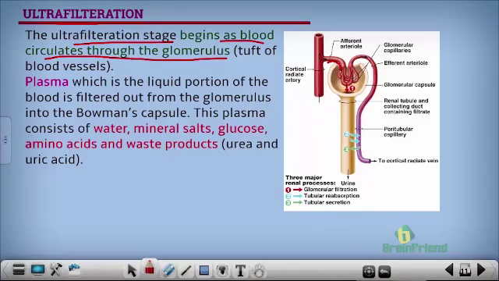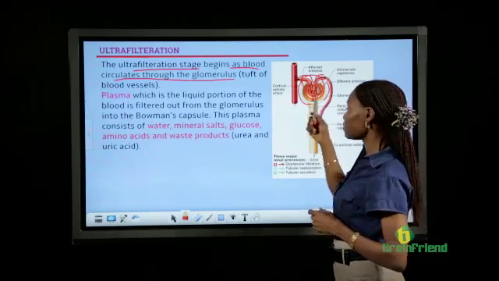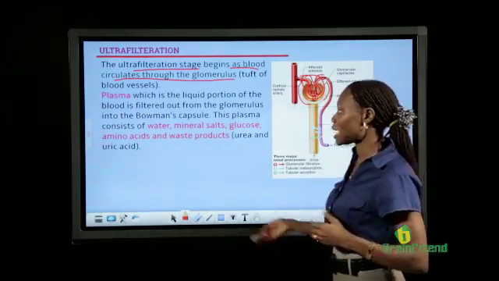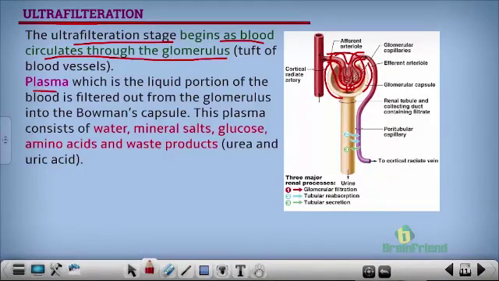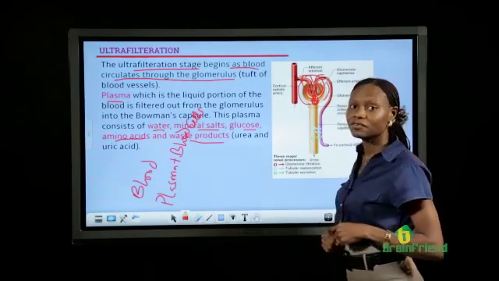Remember that we said one of the key parts of the nephron is the area called the glomerulus, where there are tufts of capillaries, quite some number of capillaries, all packed into the Bowman's capsule. These capillaries allow the part of blood that is known as plasma to escape through it. Remember that the blood is made up of plasma and blood cells. This plasma part contains water, mineral salts, glucose, amino acids, and some other waste products like urea, uric acid. Through this tuft of capillaries, plasma escapes into the renal tubule. This is the ultrafiltration stage of urine formation.